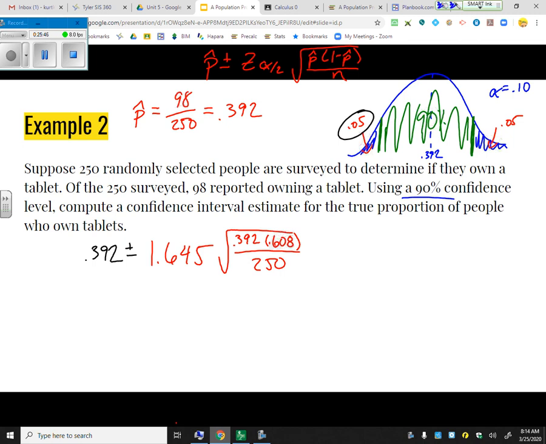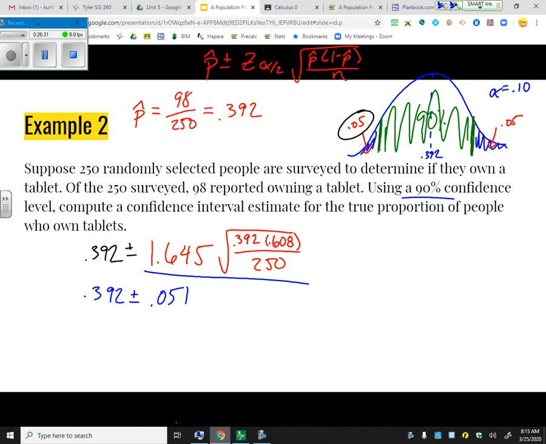And I like to bring down my 0.392, and then I calculate this error bound all in one swoop. Some of you are really good at making your calculator screen look like that. Kudos to you. So I got 0.392 times 0.608. I'm going to divide that by 250, and you're always going to get something incredibly small here because we're working with these proportions. We're working with all these numbers less than 1. But whenever I take the square root of that answer, it's going to grow a little bit, and I'll multiply it by my z value, 1.645. And so my error bound, I'm just going to do 3 decimal places, 0.051.